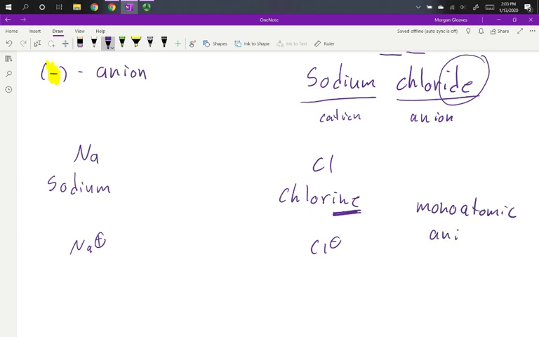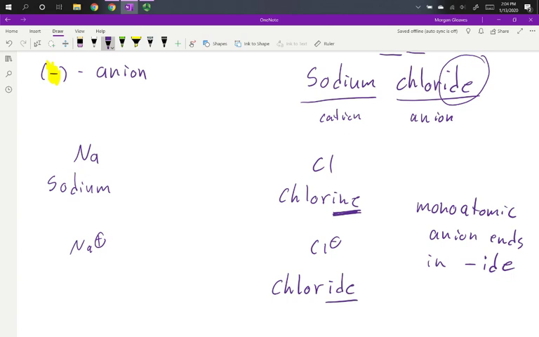Monoatomic anion ends in IDE. We change the suffix. We swap out the last letters for these new ones. So while a chlorine atom is the name for the neutral element, we swap out the INE for IDE. So it becomes chloride when we want it to be an anion.